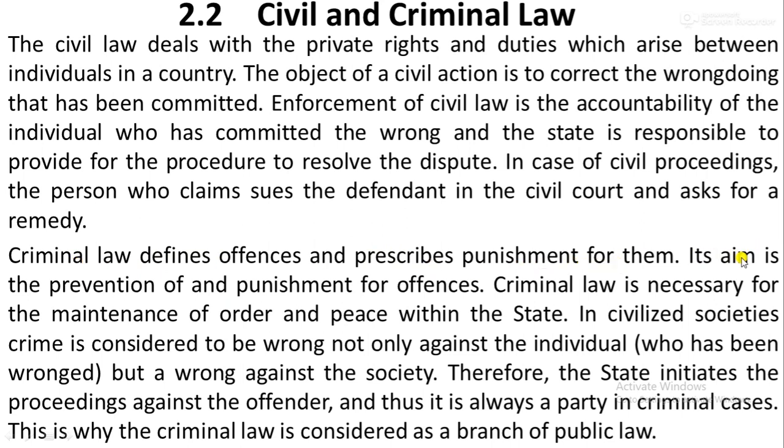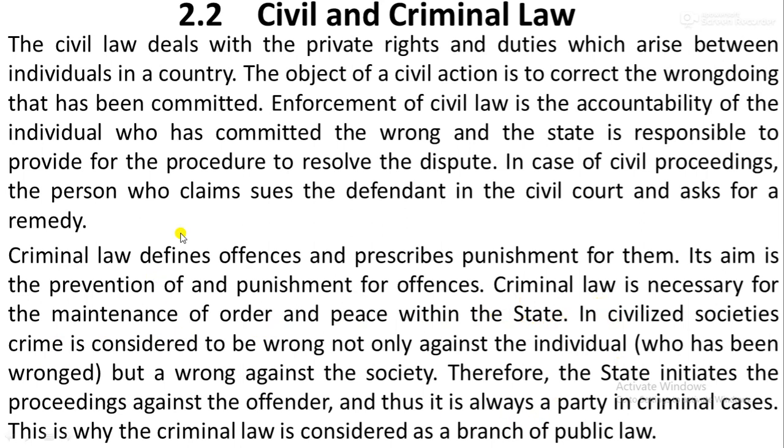Its aim, its goal is the prevention of and punishment for offenses. The main aim of the criminal law is to prevent crimes and punish offenses. Criminal law is necessary for the maintenance of order and peace within the state. So maintaining peace and order is the main aim or necessity of the criminal law.